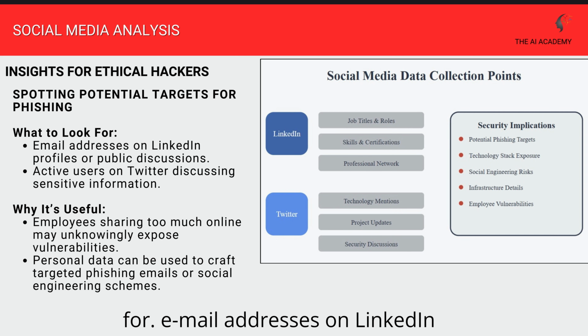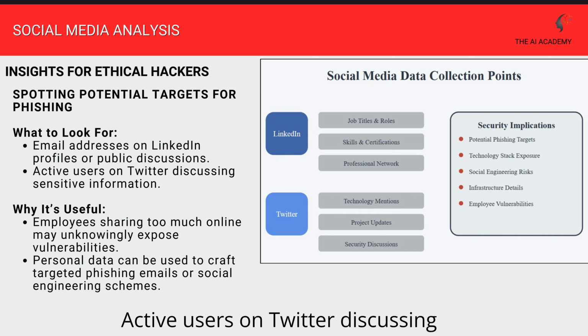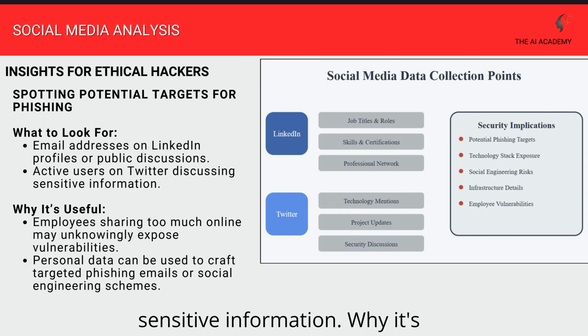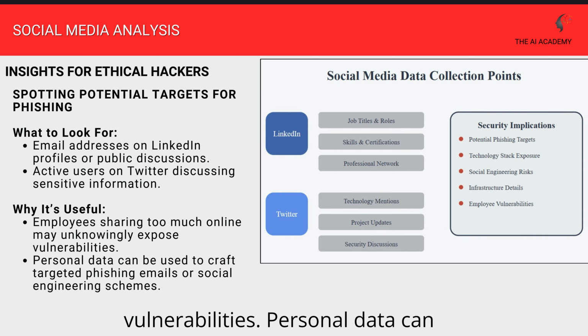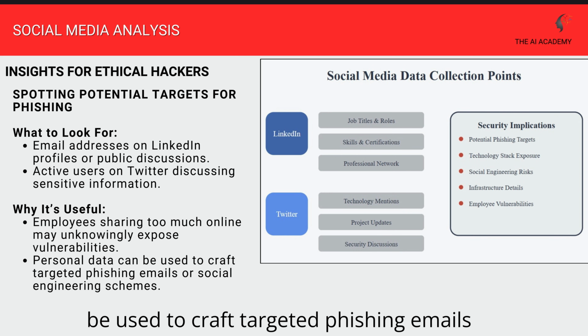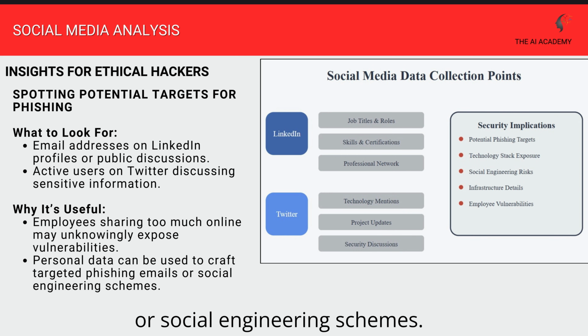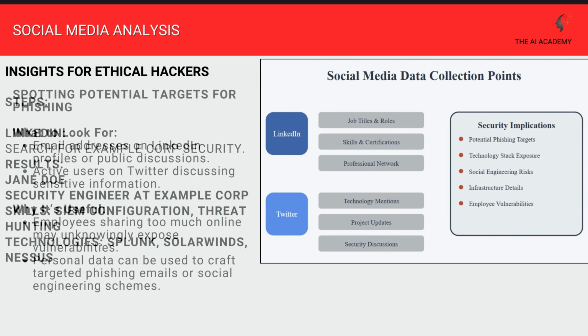What to look for: email addresses on LinkedIn profiles or public discussions, and active users on Twitter discussing sensitive information. Why it's useful: employees sharing too much online may unknowingly expose vulnerabilities. Personal data can be used to craft targeted phishing emails or social engineering schemes.